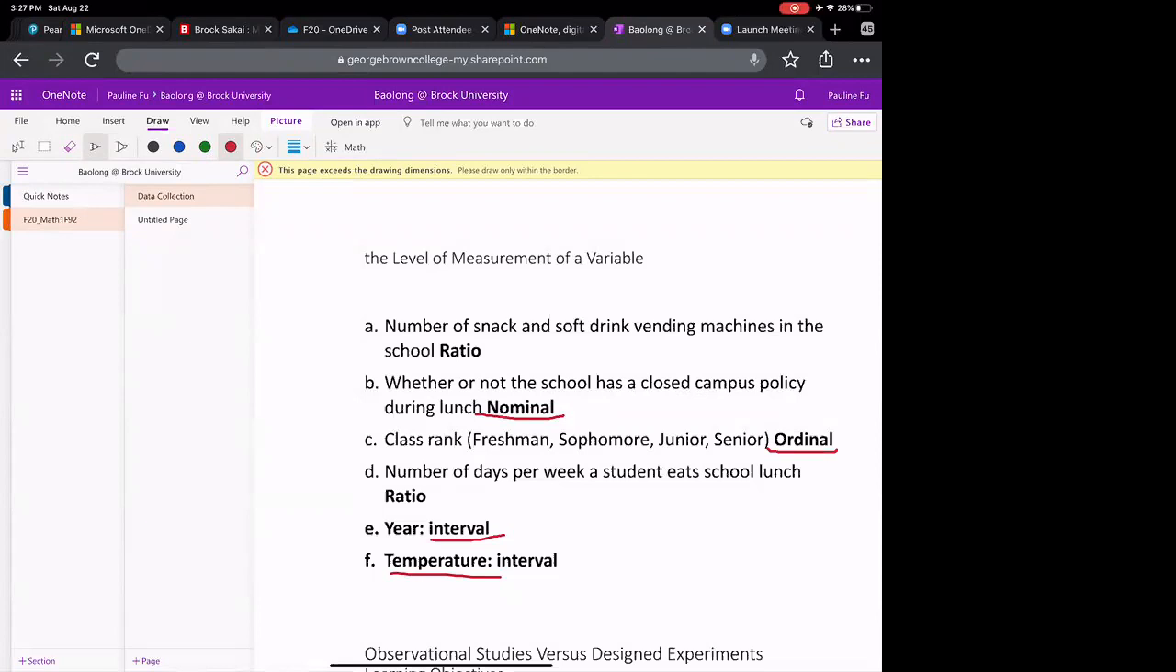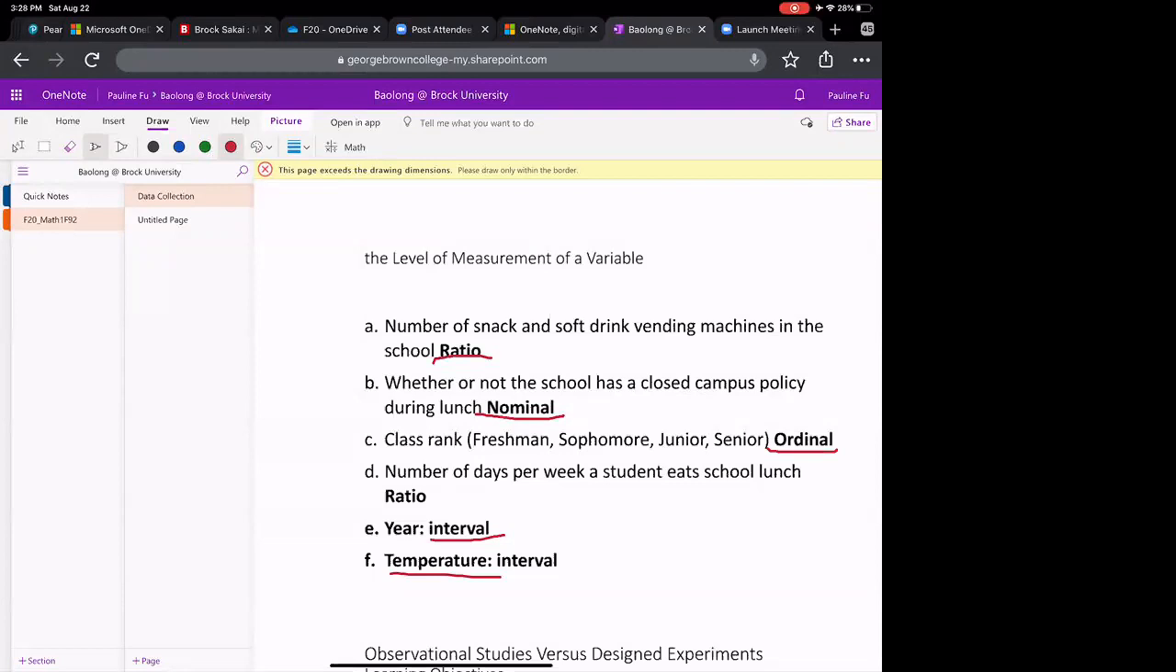And the last one is ratio data. Okay. If I ask you, how much does your textbook cost? The price of your textbook is ratio data. Again, ratio data is the highest level of all measurements. You can give any other examples. For example, the number of snacks and soft drinks in school. That is ratio data.